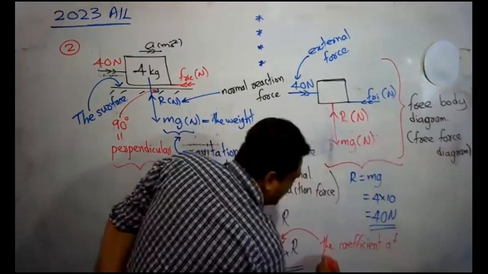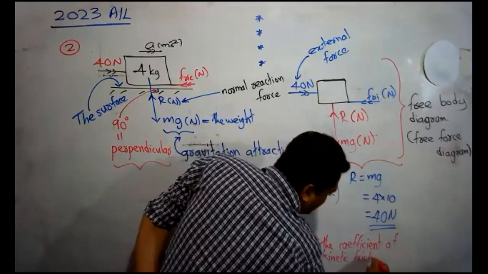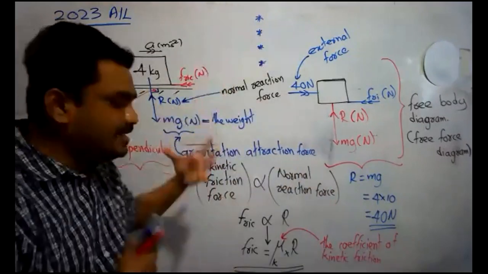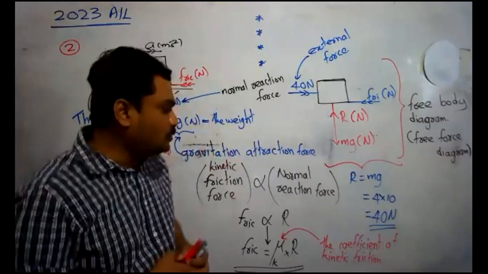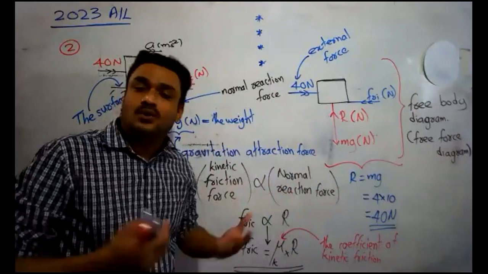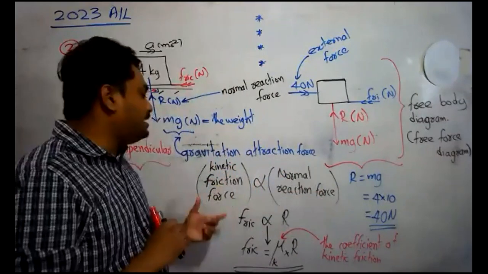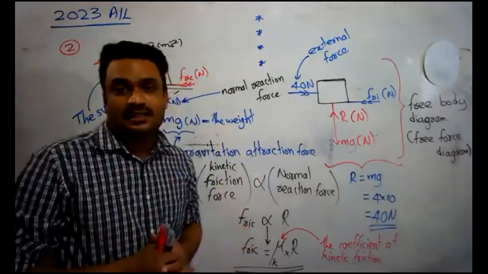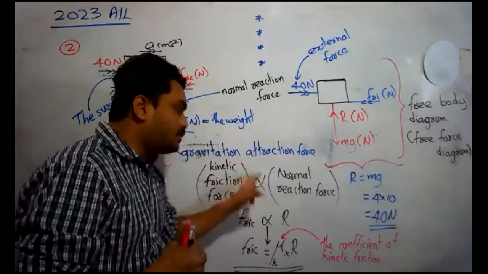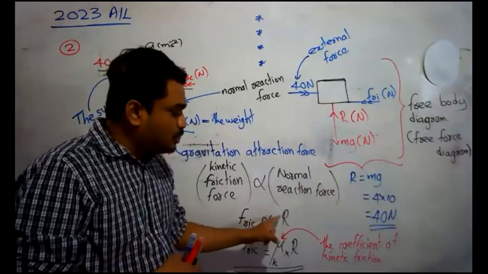Of kinetic friction. The coefficient of kinetic friction. Let me explain again. Scientists had done experiments. They have found that when the normal reaction force is larger, the kinetic friction force is also larger. When the normal reaction force is smaller, the kinetic friction force is also smaller. So kinetic friction force is directly proportional to the normal reaction force. So friction force is directly proportional to R.